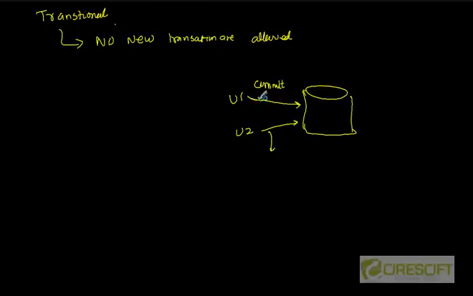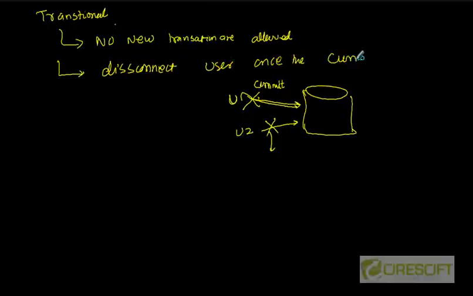When user one gives a commit, that means his transaction is done. Therefore, user one will be automatically disconnected. However, user two is still there. Eventually, user two is going to do a commit, and then user two is going to be disconnected. So basically, we disconnect the user once the current transaction is over. Then it does the same thing, writing the buffer cache to the database data files, and so on. And therefore, in this case too, we do not require any instance recovery.